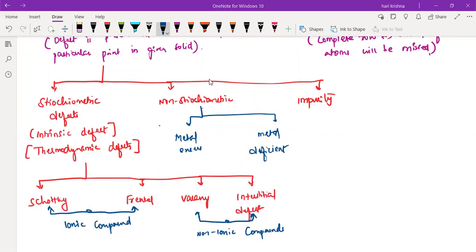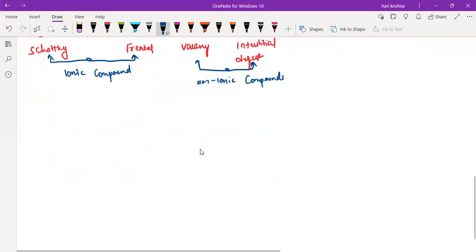Give the reply, Preeti and Ramcharan. No, sir. Ramcharan? Yes, sir. Any doubts? Yes, sir. Okay, first we'll start with the stoichiometric defects.